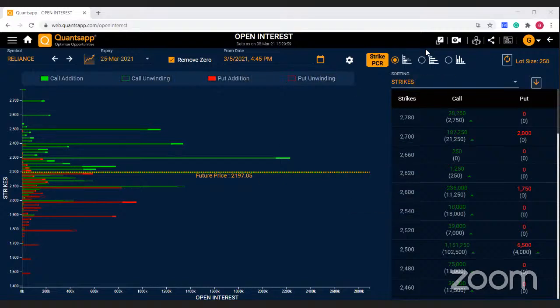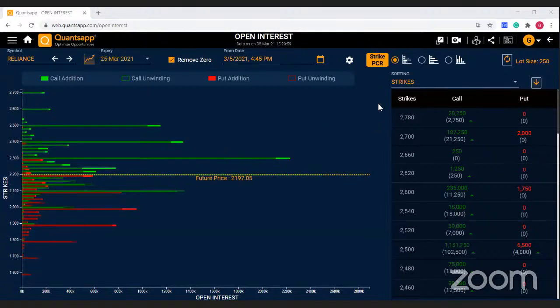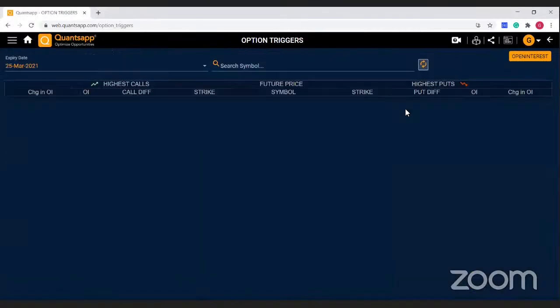So we have a question which we will take: how do you interpret the situation where the highest call OI is below the current price and more calls are added? Okay, so these situations come up, let's take an example. So we'll have some data to look into.